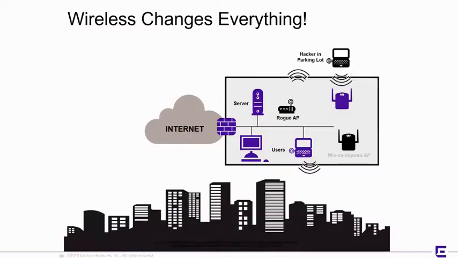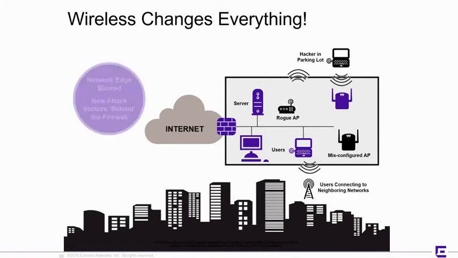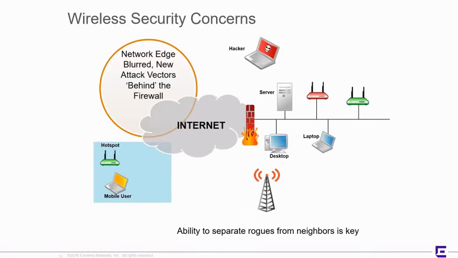Basically, with wireless, everything changed, right? In the past, you have a firewall that blocks traffic coming from the internet, but now in wireless, I can be sitting anywhere and actually connect to the network, right? Whether it's a parking lot or a rogue AP or whatever, I can actually access. So what are the wireless security concerns? Basically, there are a few.